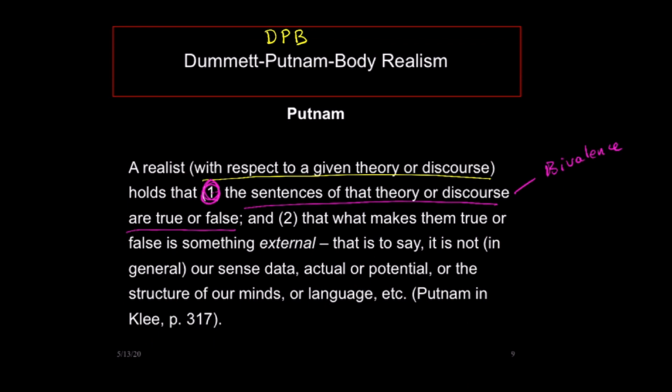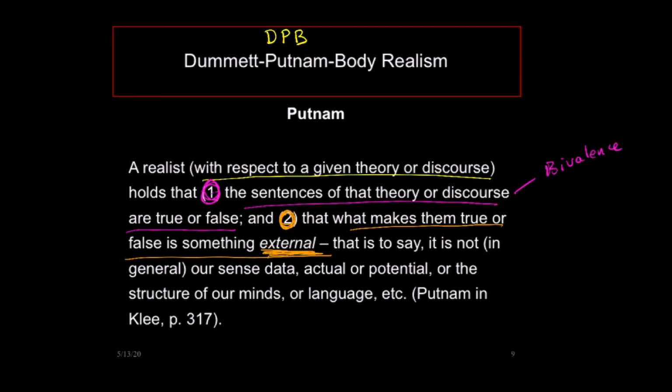And the second thing that you believe, if you're a realist about some theory or discourse, is that what makes the statements true or false is something external, okay? This is a kind of loaded philosophical term, and Putnam tries to explain it. That is to say, it is not, in general, our sense data, actual or potential, or the structure of our minds, or language, or something. There's something outside of my mind that makes the statements that are meaningful in my theory or discourse definitely either true or false, even if I don't know their truth value.